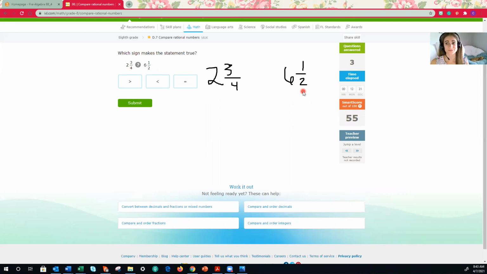All right, and if I look right here, I can't reduce that fraction at all, because the only common multiple between 3 and 4 is 1. So that means I can't simplify, I can't reduce, but I can manipulate, I can multiply to make this 1/2 have a denominator of 4.